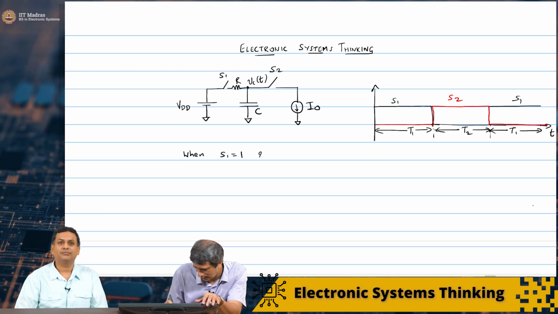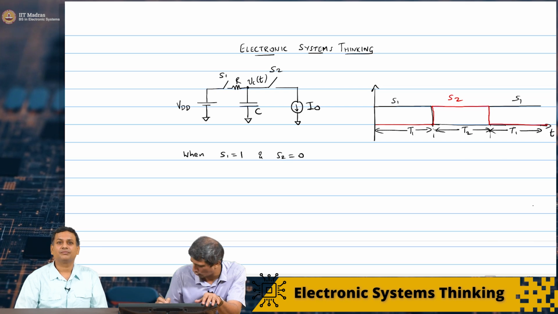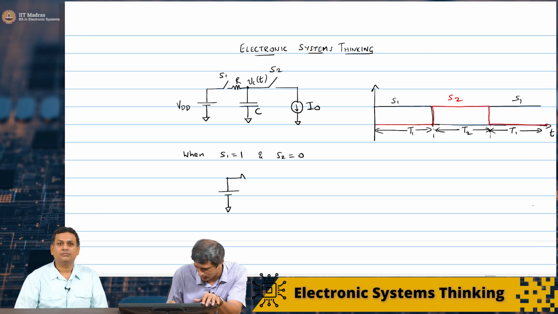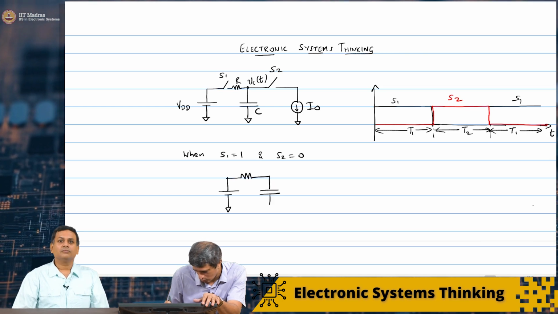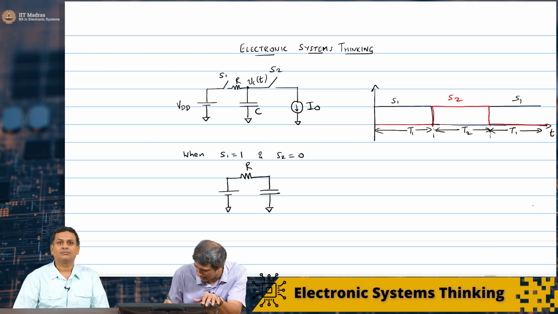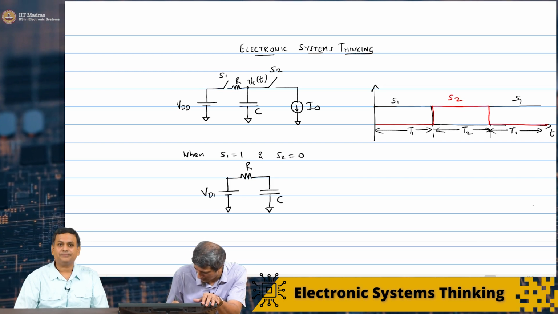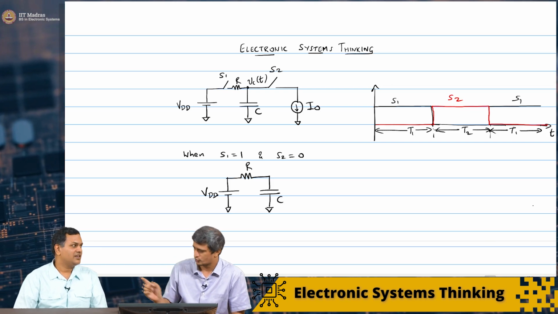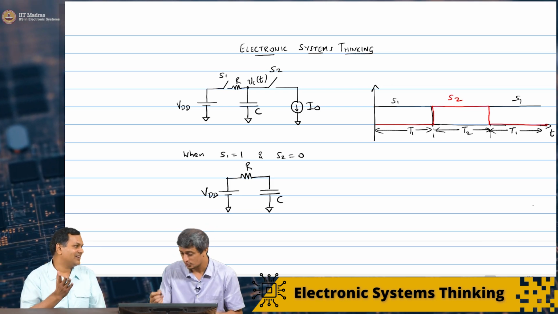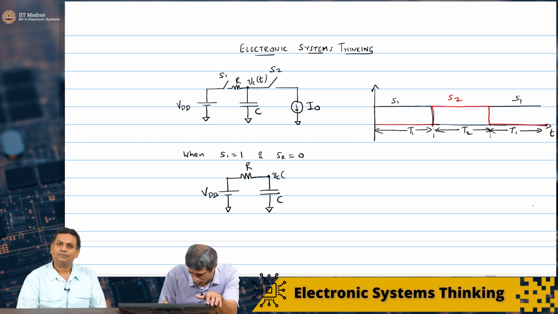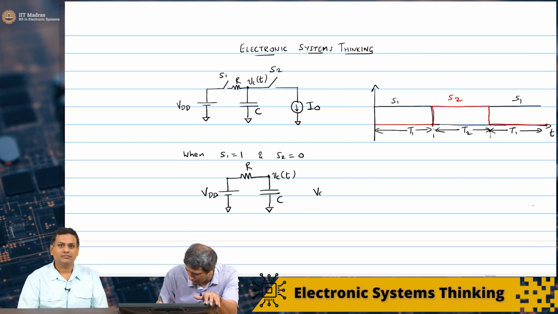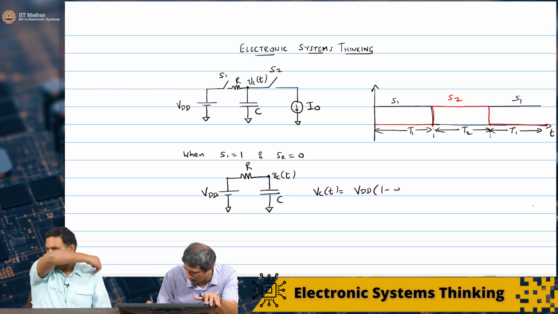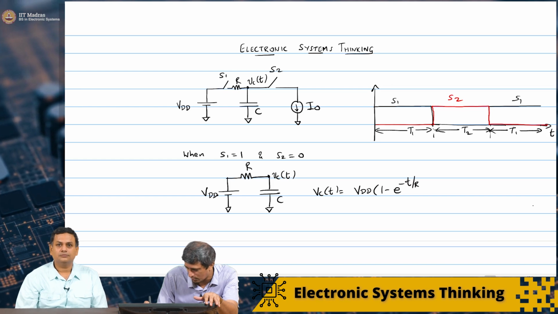So first thing we can do is, when S1 equals 1 and S2 equals 0, the circuit is going to look like this. So we reduce it to a circuit that we already know, which is why this is going to be an exponential charge. So this is VC of t, and we also know the exact equation. It should be VDD into 1 minus e power minus t by RC.